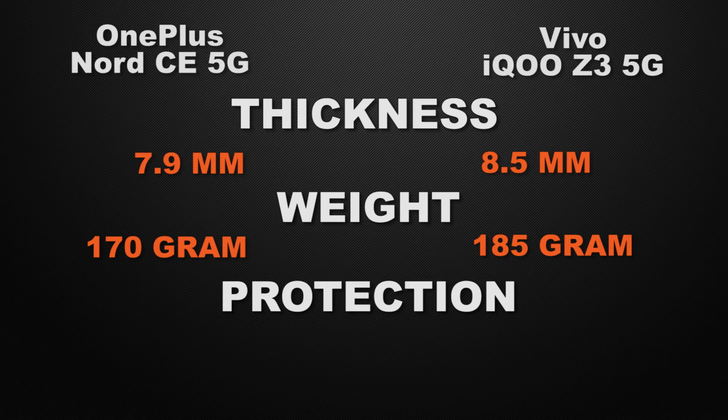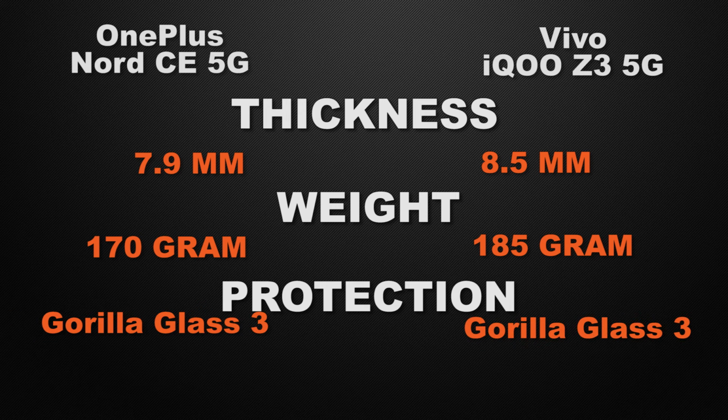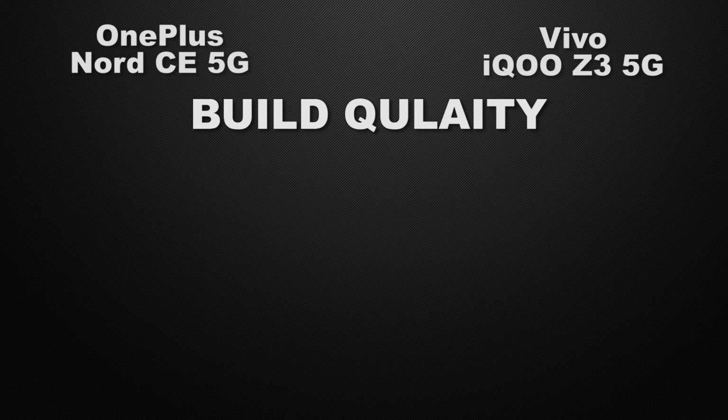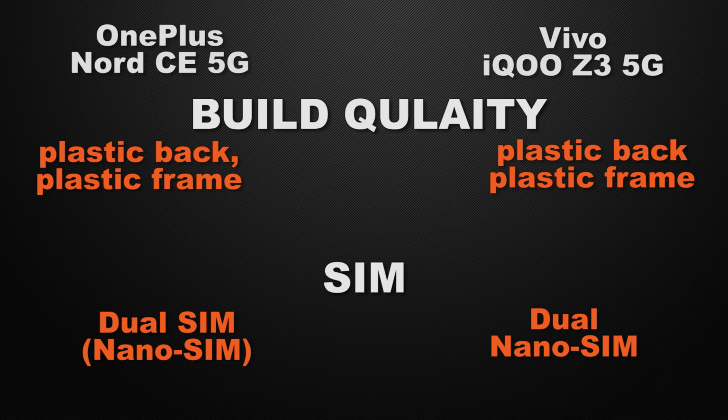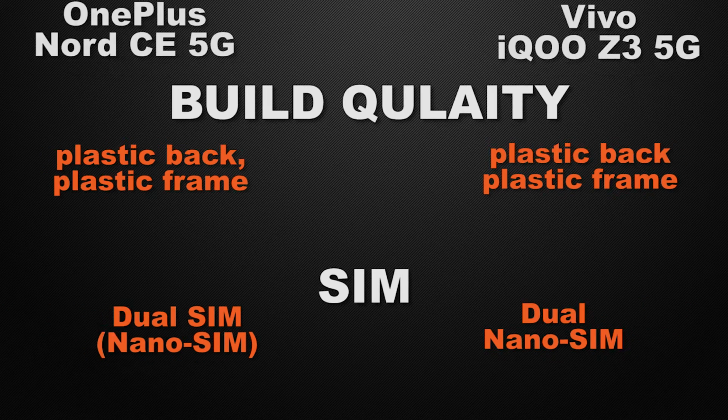And about the protective glass of the devices, both of the devices have Gorilla Glass 3, so it's a tie because both of the devices can give you the same protection. Let's talk about the build quality of the devices. Both of the devices have a plastic back with a plastic frame, so it's a tie because both of the devices have the same build quality. And about the SIM options in the devices, both of the devices have dual nano SIM support, so it's a tie.